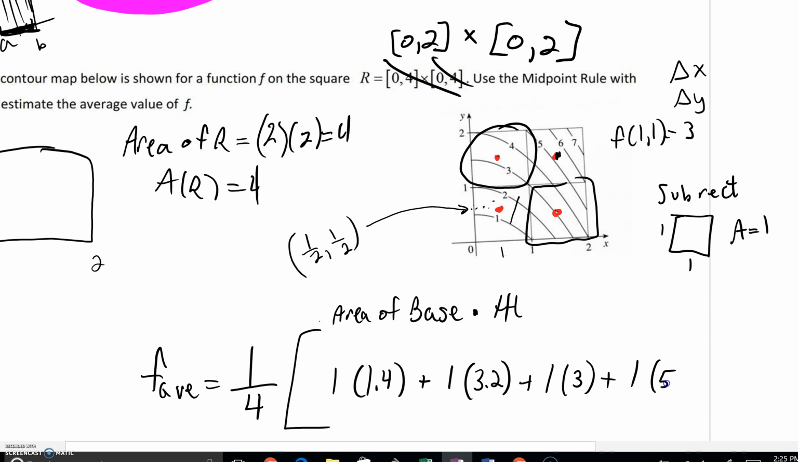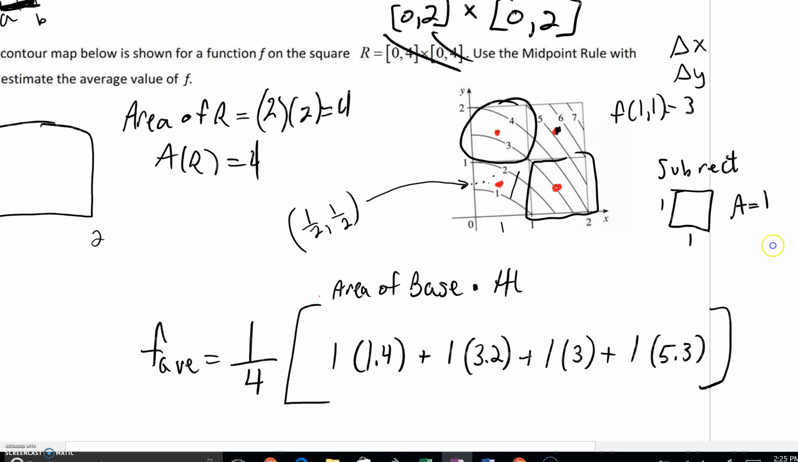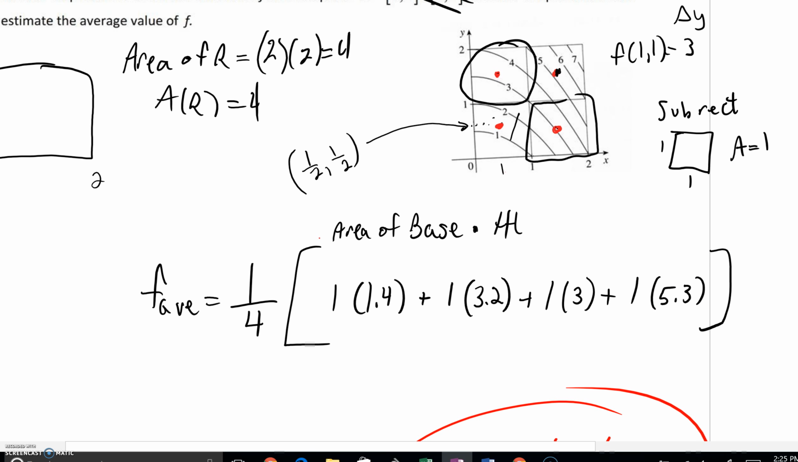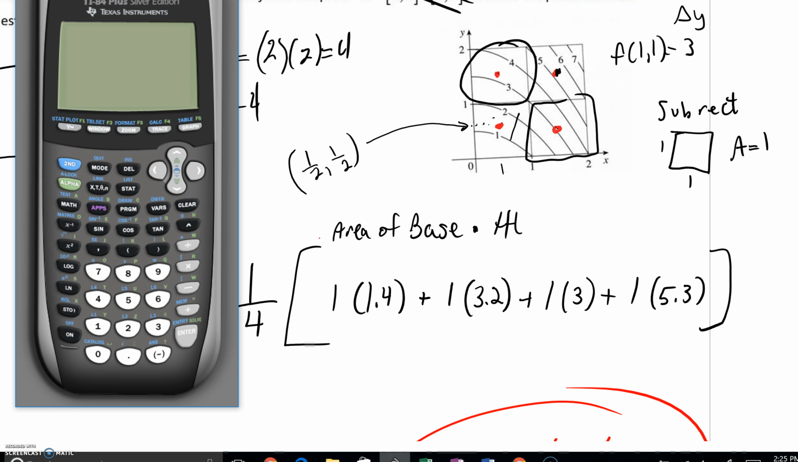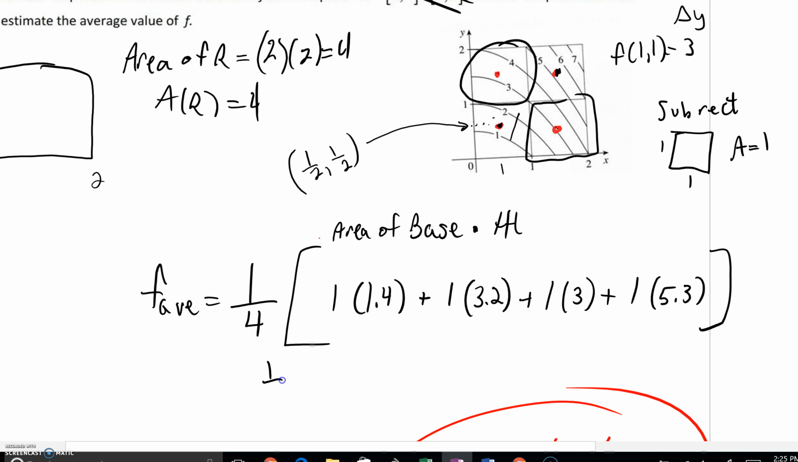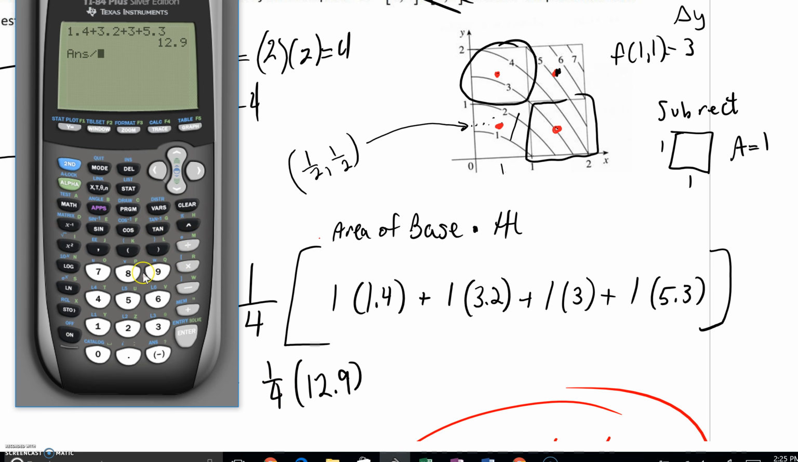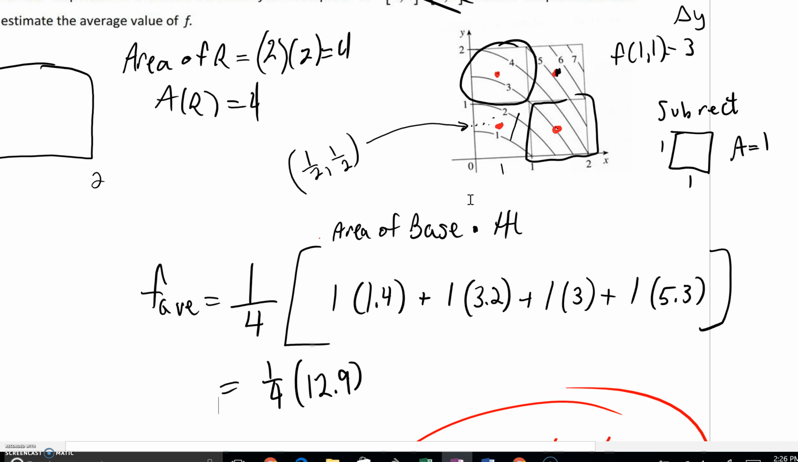5.3, something like that. So as we're doing this, we understand that ultimately we're just getting an estimate right now. We're not getting something exact. So we're getting 1.4 plus 3.2 plus 3 plus 5.3. Work that all out, and you can see we're getting 12.9. If we took 1/4 of 12.9, you can see an estimate, no less. As we divide that by 4, we might get something such as 3.225.